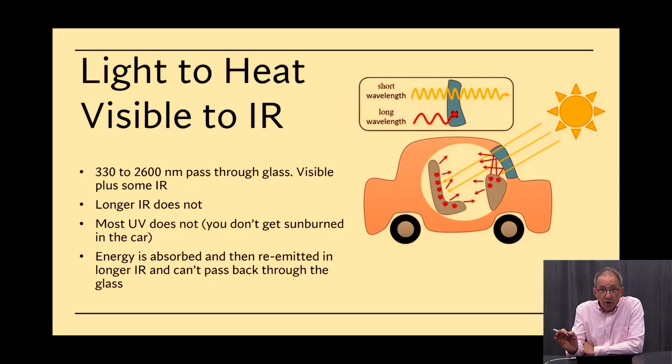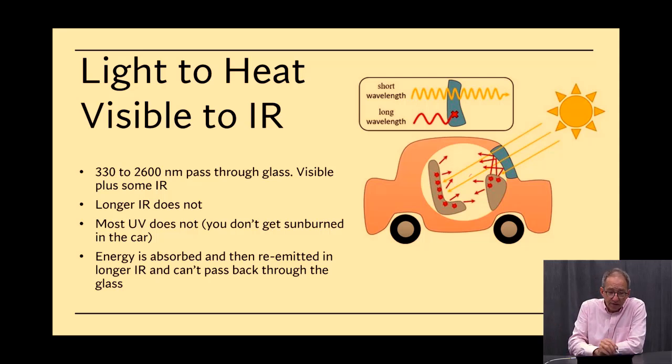An interesting phenomenon that we are all witness to involves short wavelength and long wavelength. If we think about a car in the summertime, you close up the car, and it gets super hot during the day when the sun is shining. What's happening is that the sun's energy is coming through the glass. The glass allows some of the wavelengths to pass. Mostly all of the visible light passes, and some of the infrared passes through that glass.